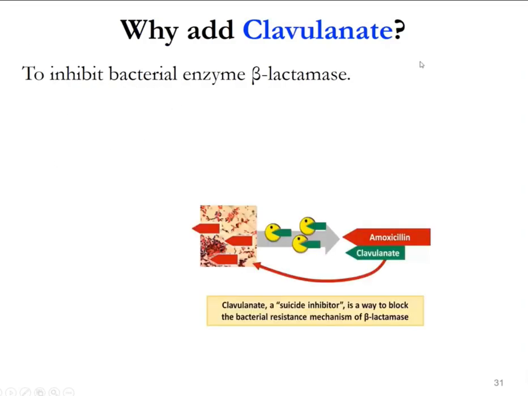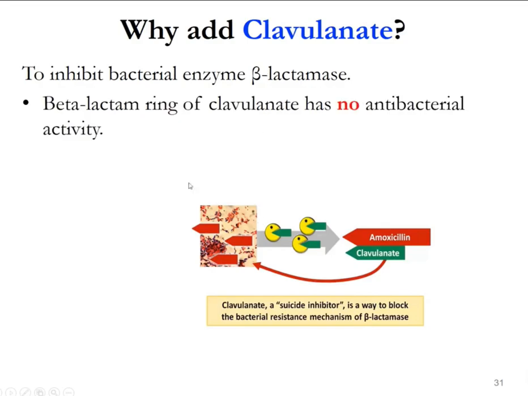Why add clavulanate? The main reason, you already know, but one more time: to inhibit the bacterial enzyme beta-lactamase. Nobody else is going to tell you anymore. This is the last time you're going to listen about amoxicillin-clavulanate. Does that make sense? Of course, I have to teach more in the next classes, the next 2 months, but I will not explain again. This is one last time, okay.